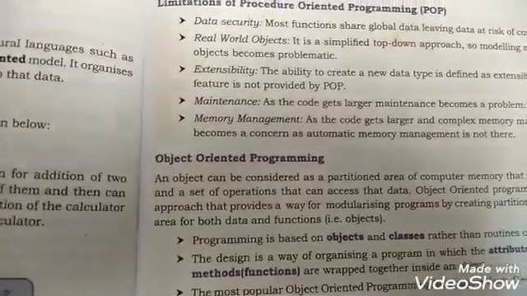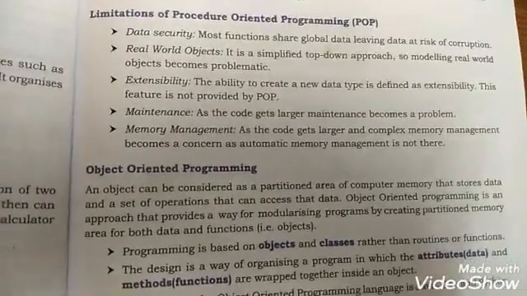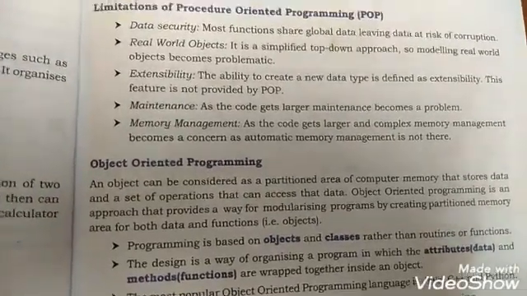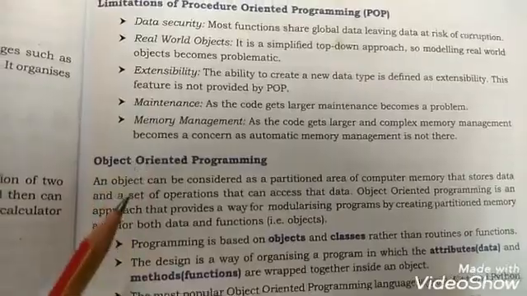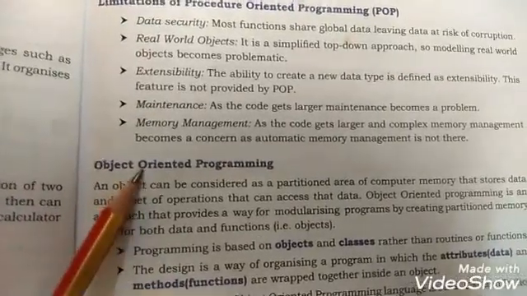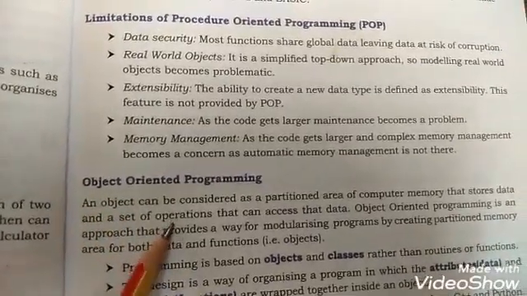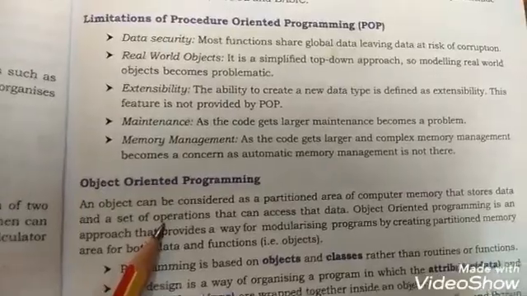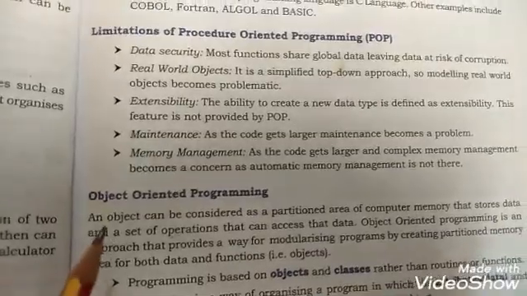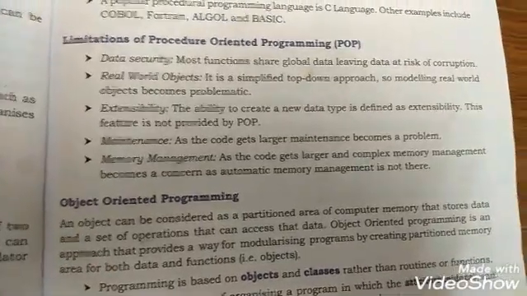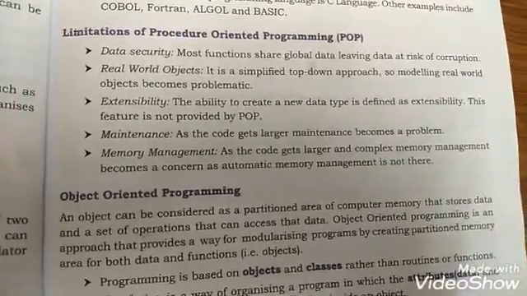An object can be considered as a partitioned area of computer memory that stores data and a set of operations that can access that data. That means in object oriented programming, we are giving importance to two things. One is data or the object, and the operations or the methods that are going to use those data. So let's see here, an object can be considered as a partitioned area of computer memory that stores data and a set of operations that can access that data.